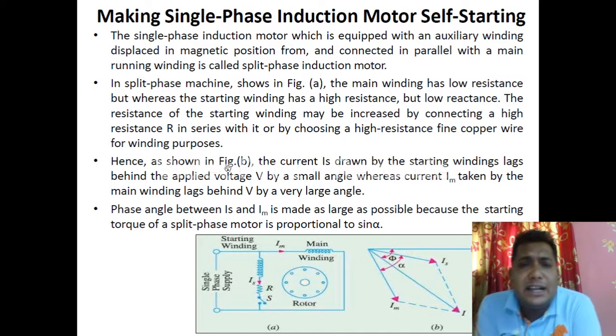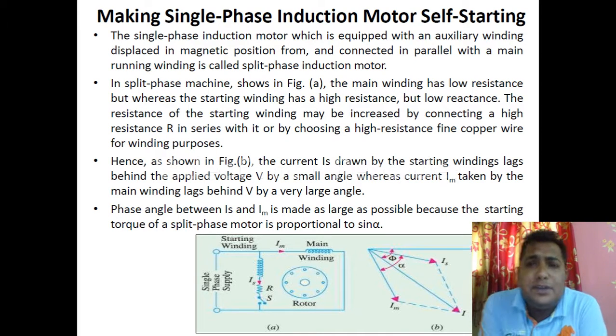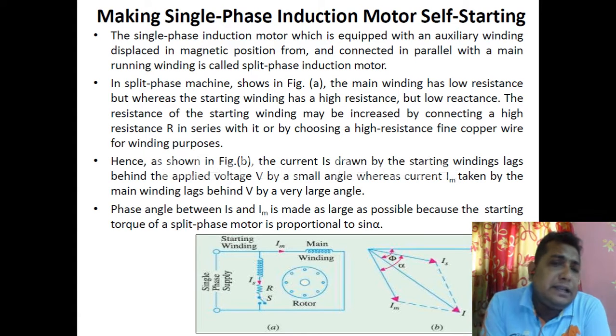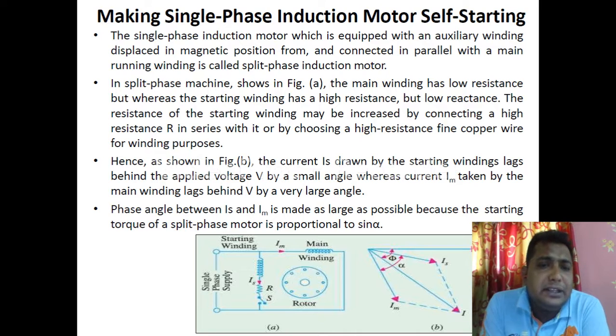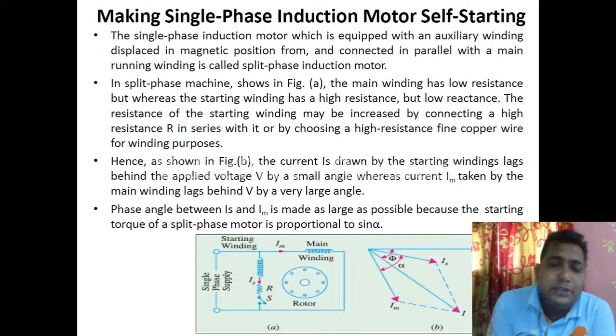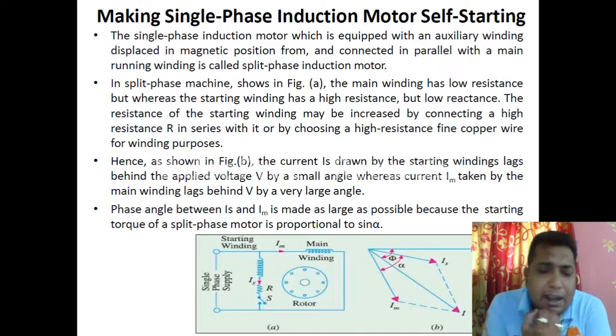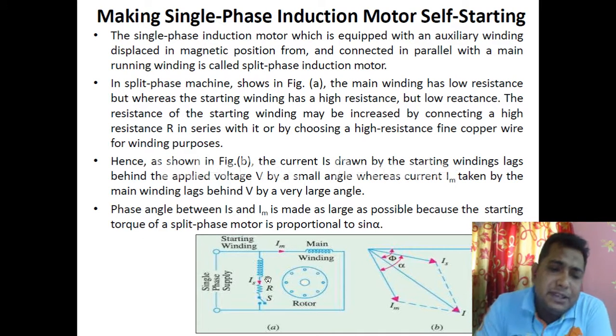The single phase induction motor, which is equipped with an auxiliary winding displaced in magnetic position and connected in parallel with a main running winding, is called a split phase induction motor. As we can see in the diagram below, a single phase supply is given.